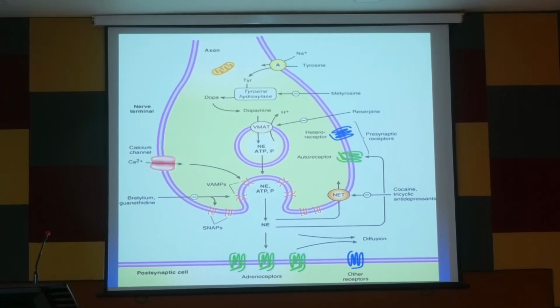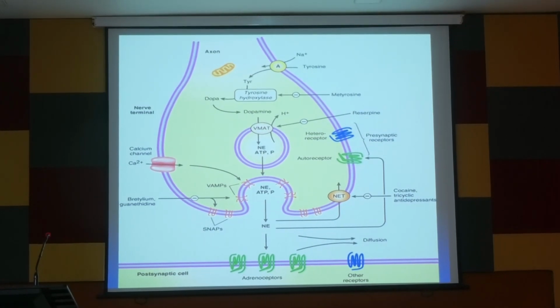How? By dopamine beta hydroxylase. So there is formation of dopamine. That dopamine, with the help of the vesicular membrane amine transporter, will be packed into the vesicle, where it is transformed into norepinephrine, and it is present along with other substances, that is ATP, substance P, like this.